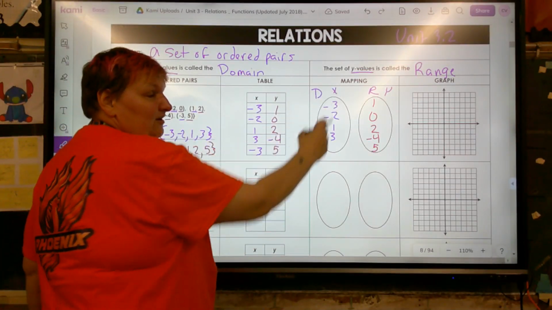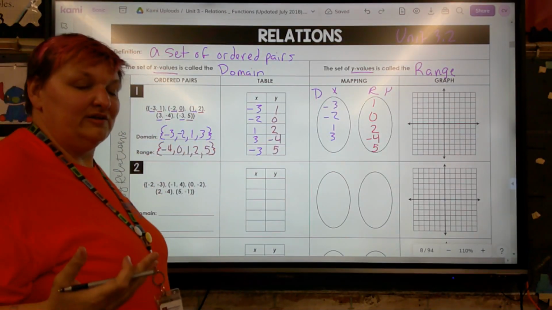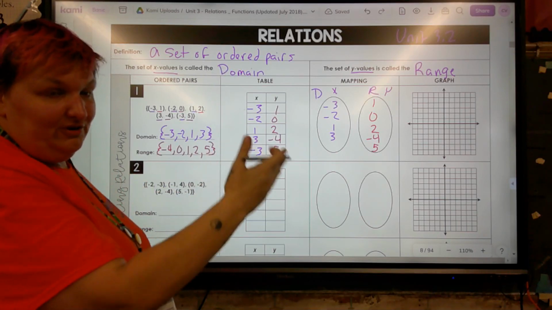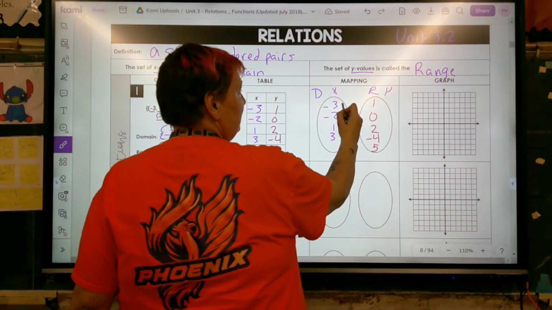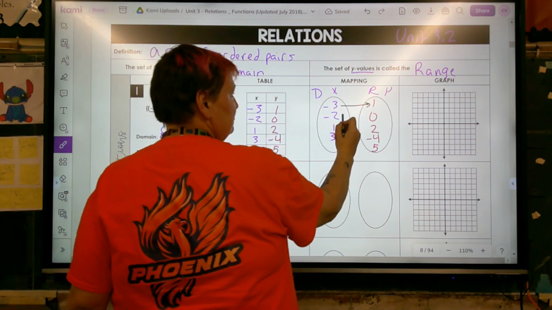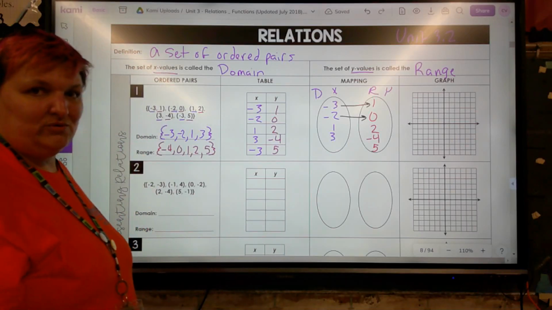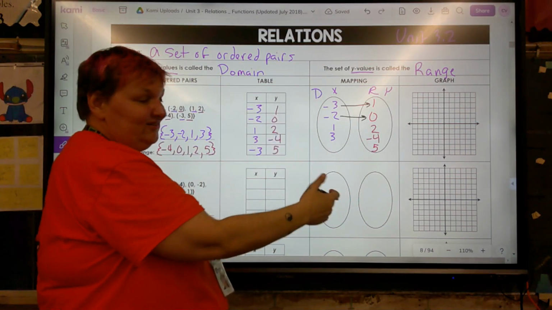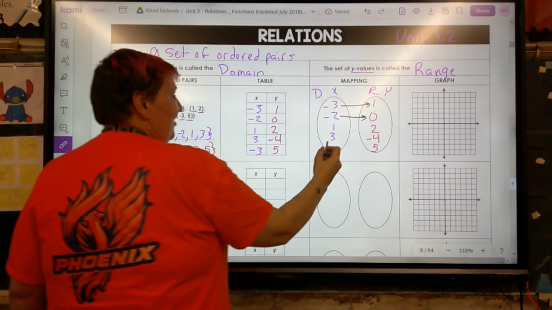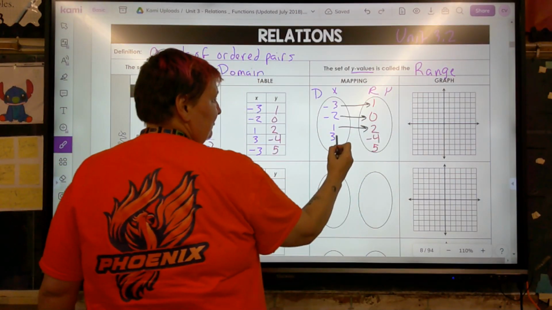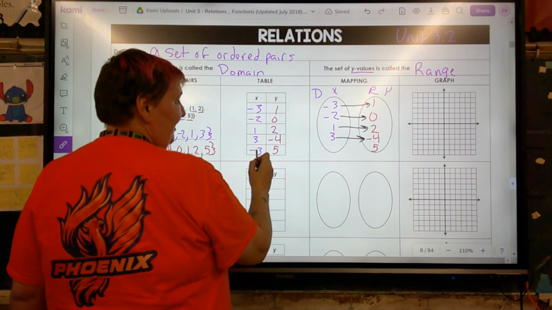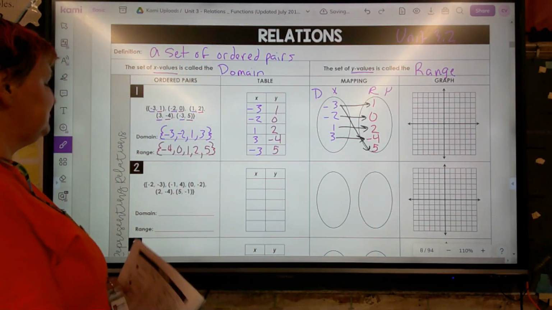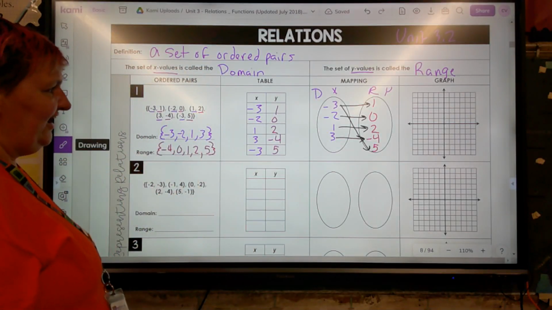Mapping, also in my head I call it matching, because that's what you're doing. You're matching your domain with your range. So -3 goes with 1, -2 goes with 0. You could see how this would make sense if they weren't in order and somebody wanted to know what went with what. This would help, right? 1 goes with 2, 3 goes with -4, and -3 also goes with 5. It's mapped. That's all you had to do.